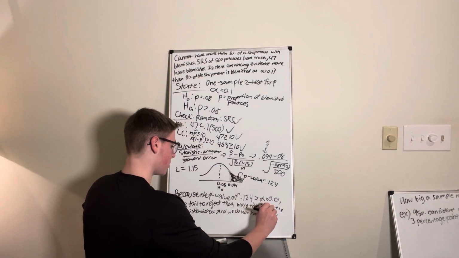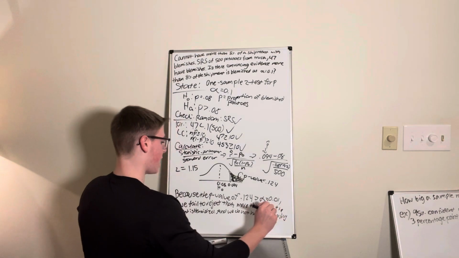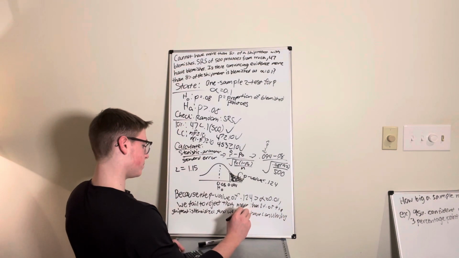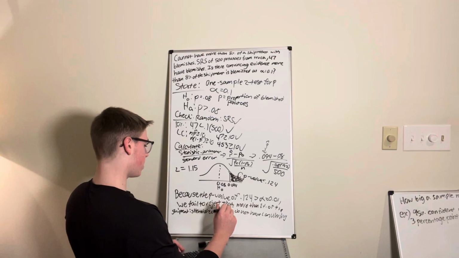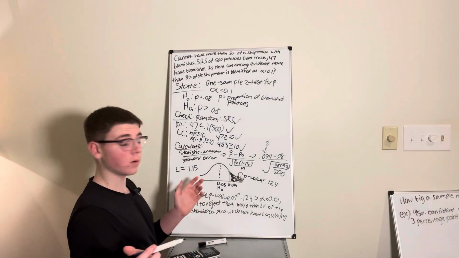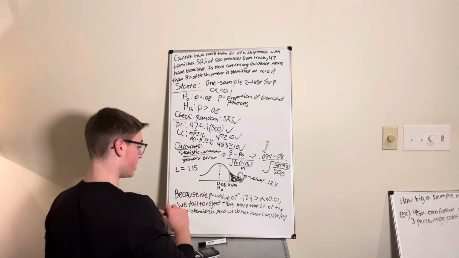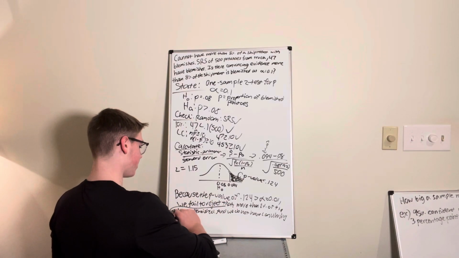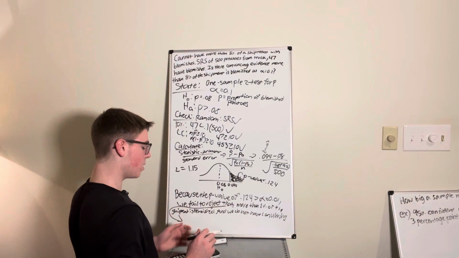Convincing evidence that we fail to reject that more than 8% of the shipment is blemished. You could say that we fail to reject H0, and we do not have convincing evidence that, I'm just going to draw an arrow, that more than 8% of the shipment is blemished.